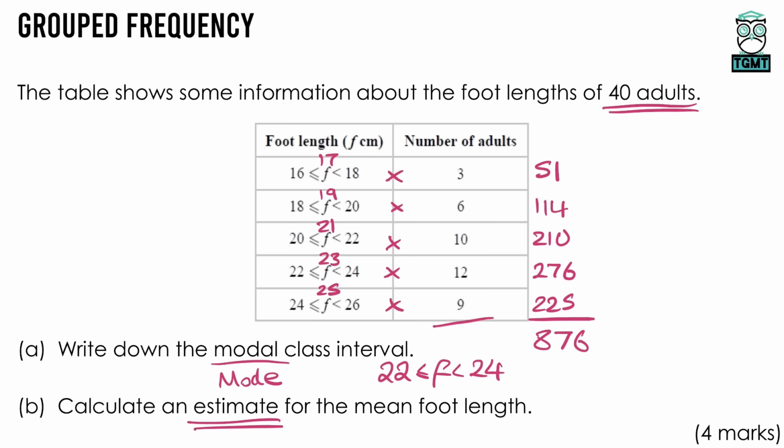Now we were told that there was 40 adults. If not, we could find them there anyway. So we just need to divide our answer by 40, and that's going to give us our estimated mean, and that comes out as 21.9. Now always check your answer, make sure it makes sense. 21.9 falls into our range of data here that goes from 16 to 26, and 21.9 would fall into this category here, which is close to the middle. In fact, that category is actually in the middle. So there we go, 21.9 is our mean.